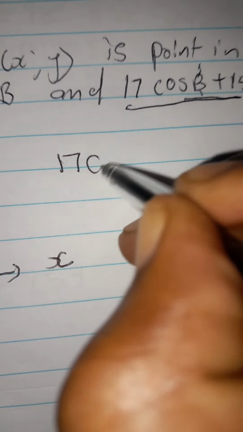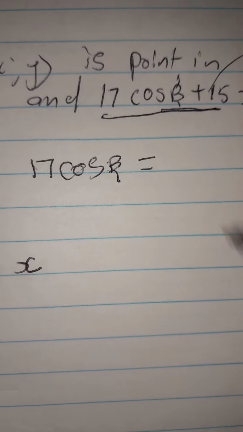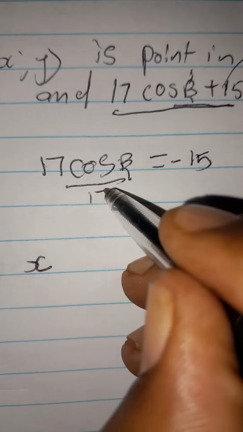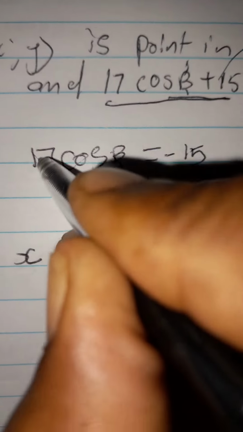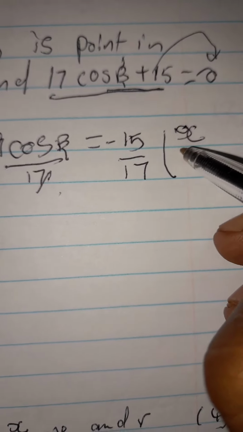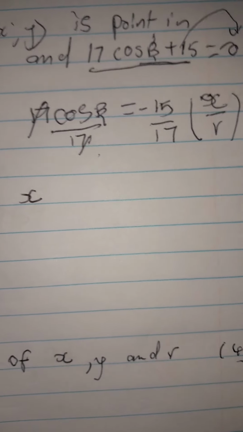First things first, we need to write this equation in standard form. So we are going to say 17 cos beta = -15. Transposing 15 to the other side will change the sign, so it's going to be negative. Then we divide both sides by 17, so the 17s cancel. Therefore, we know this will be x all over r. Remember, for cos, it's adjacent all over hypotenuse.